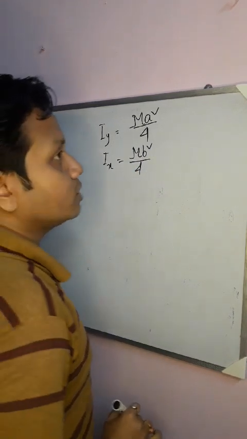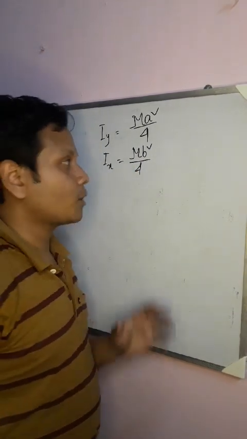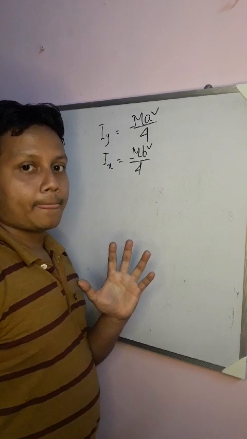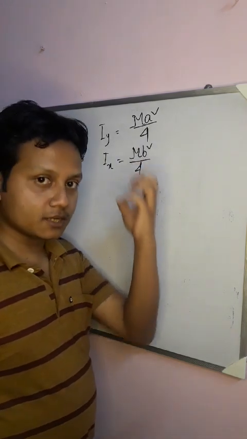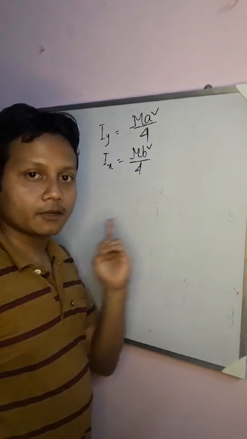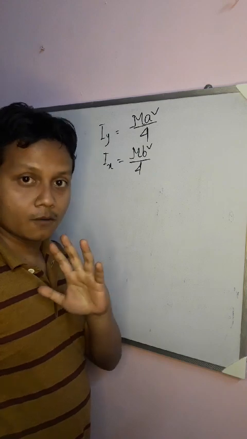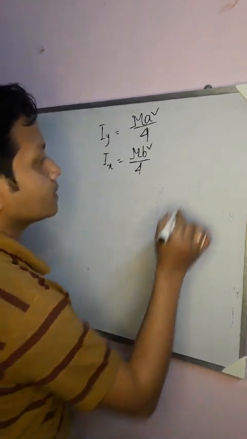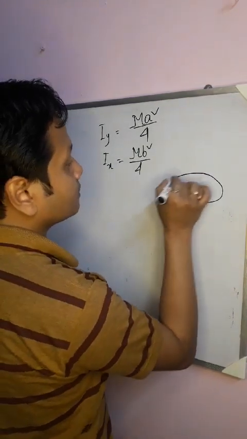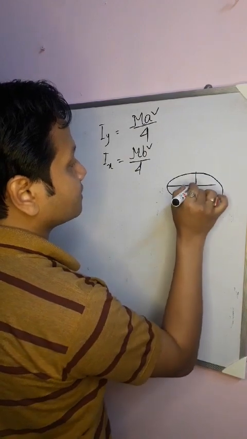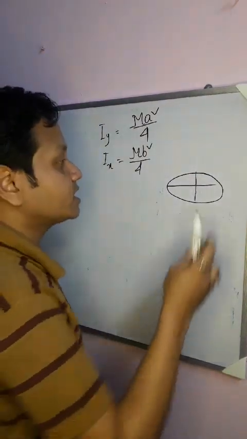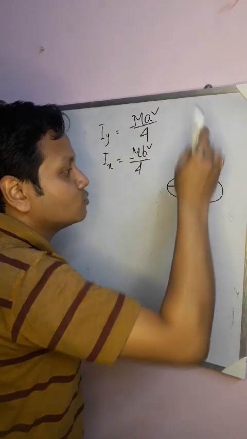So what will be the moment of inertia of the elliptic disc about an axis passing through the center and perpendicular to the plane of the disc? That we know from the perpendicular axis theorem. This is the ellipse, this is the major axis, and now what will be the moment of inertia about an axis that is perpendicular to this?